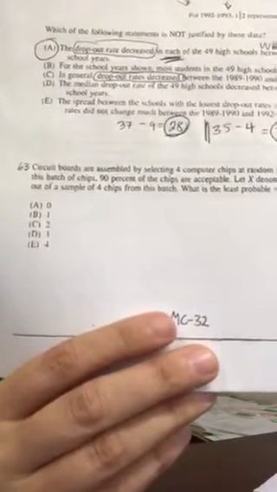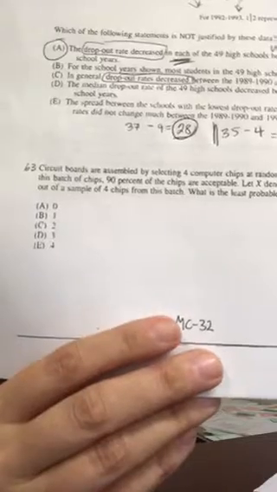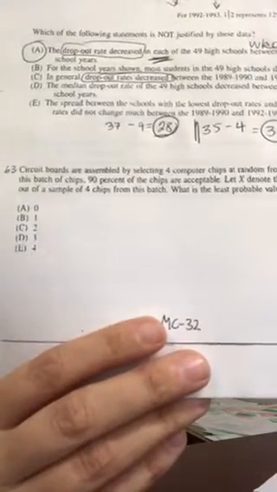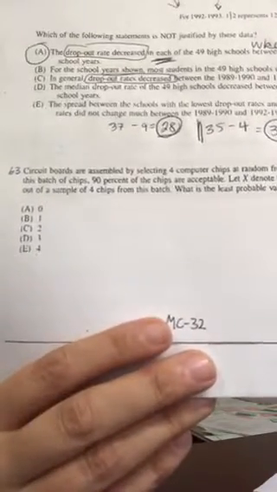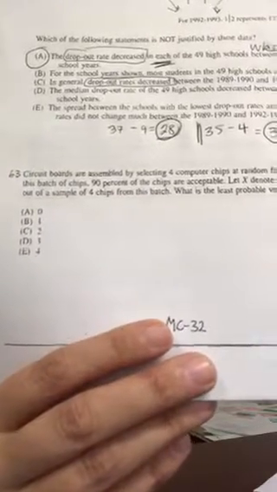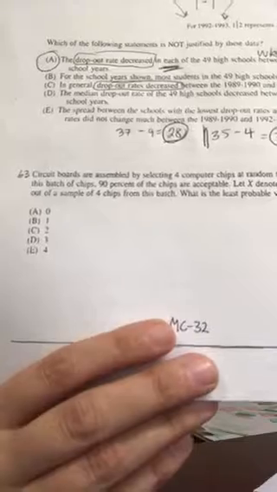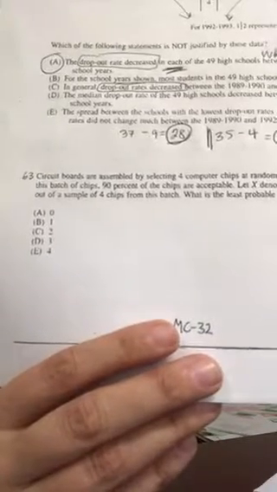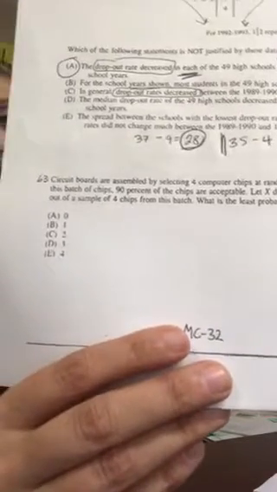Here we go. 63, a circuit board is assembled by selecting 4 computer chips at random from a large batch of chips. In this batch, 90% of the chips are acceptable. Let's denote X as the number of acceptable chips out of a sample of 4 from this batch. What's the least probable value of X?